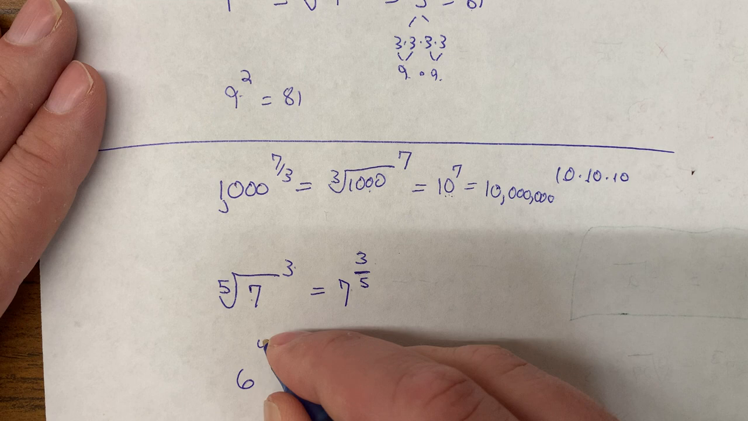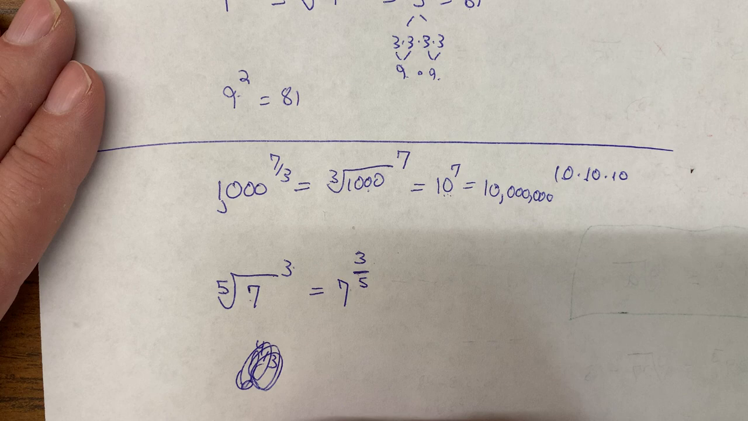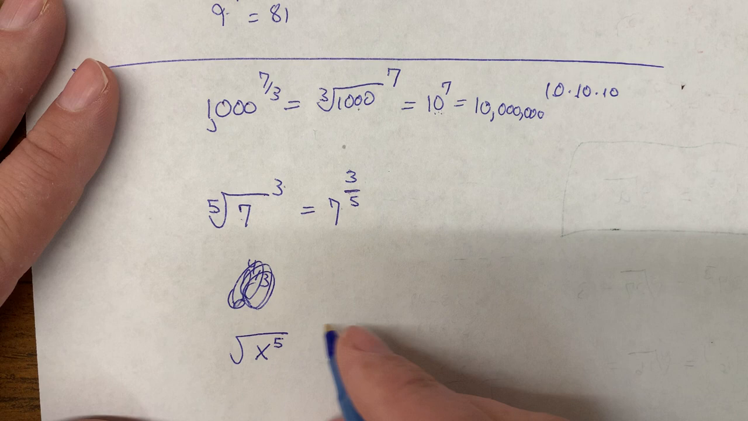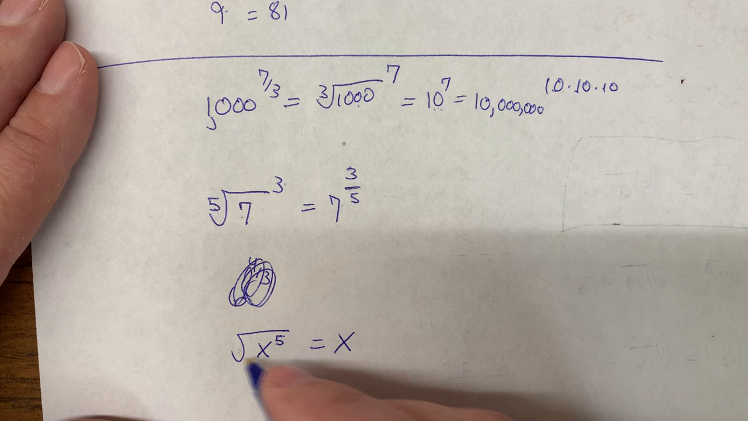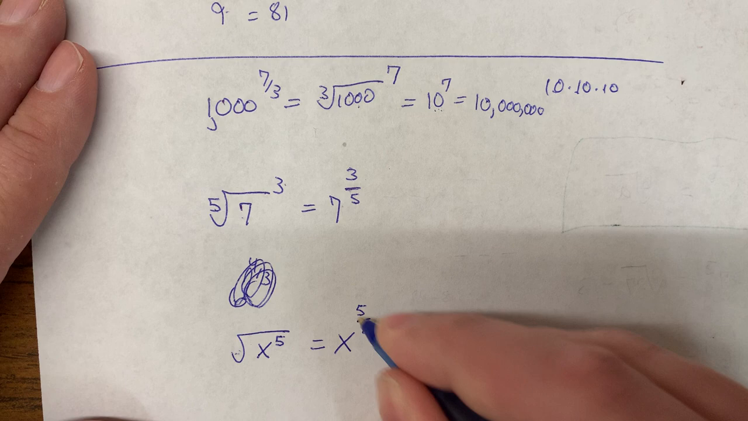Let's do the square root of x to the 5th power. How do we rewrite this as a fraction power? Well, it's x to the, this doesn't have a number in it, so it's automatically a 2, so that's the denominator. And the numerator is 5, so x to the 5/2 power. So hopefully we feel good about that.